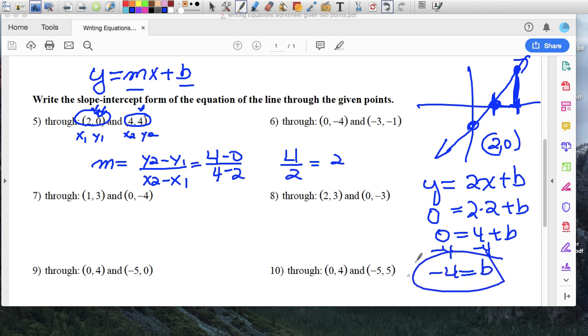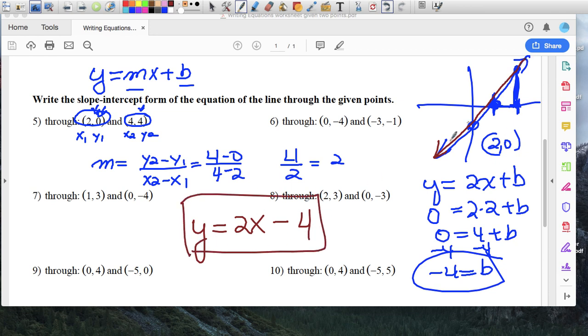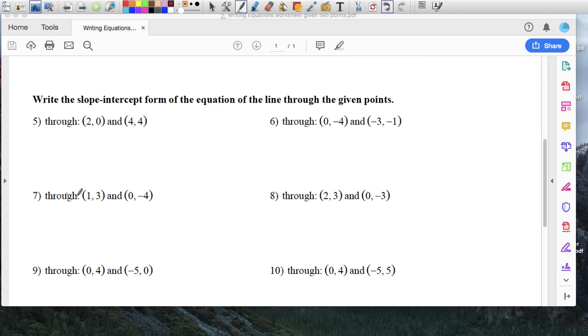So that's my y-intercept. And sort of by the graph, you can see that I was kind of right. It's a line that crosses the y-axis in the negative area here, right? So the equation of my line is y equals m, which is 2, x minus 4. That's the equation of this line.